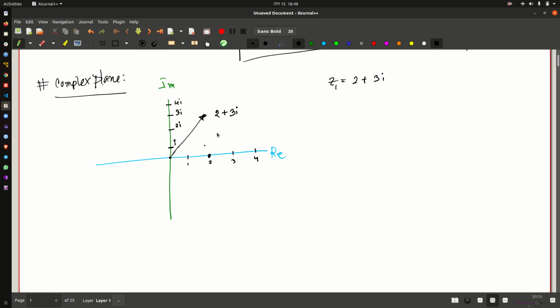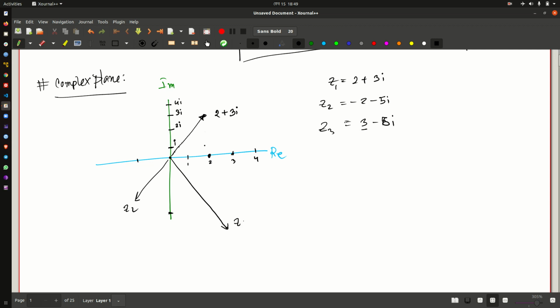And similarly, let's say minus 2 minus 5i. So minus 2 would be somewhere over here, minus 5i would be somewhere over here. So this should be something like this. And let's say this is z2. How about another number? Let's say this is 3 minus 6i. So you have to go over here for positive 3, and then minus 6i would be somewhere down here. So this should be your z3, so on and so forth, just like vectors.